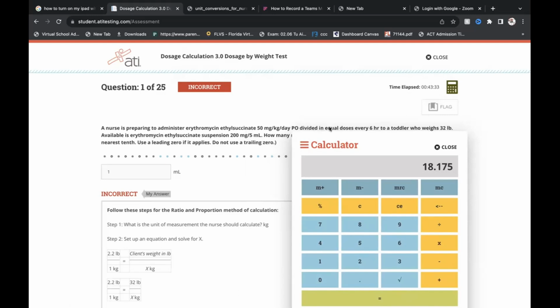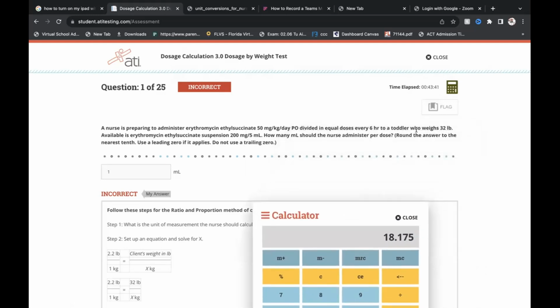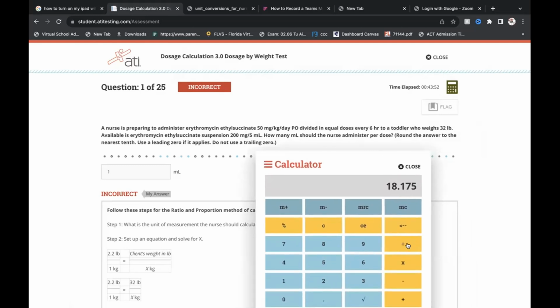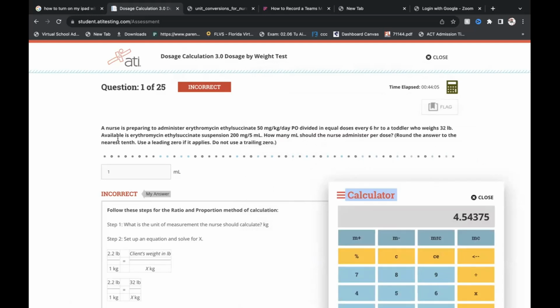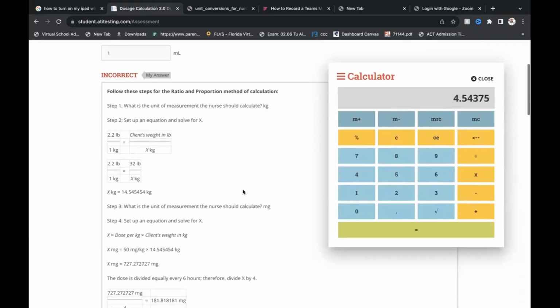So here it says it's going to divide in equal doses every 6 hours to a toddler. So we all know there's 24 hours in a day. So every 6 hours, that leaves us with 4 times in a day. So you divide 18.175 by 4 so that it can be equal doses. And that gives us 4.54. It says right here that we're rounding the answer to the nearest tenth. So the correct answer should be 4.54 milliliters. Let's see if I'm right.